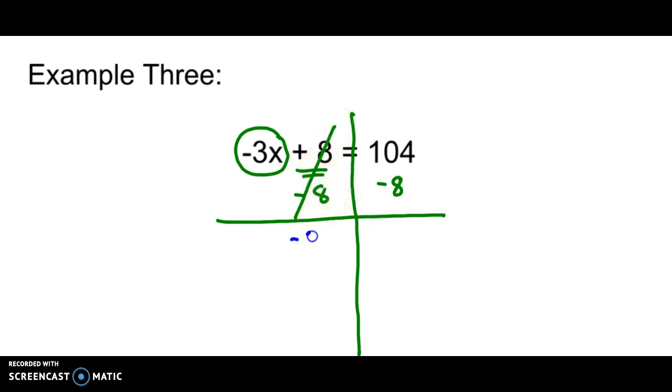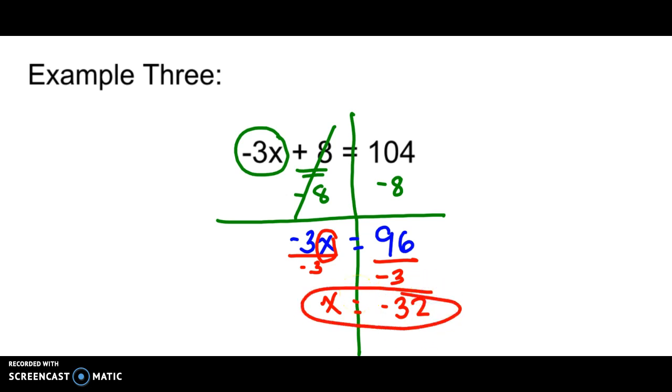8 minus 8 leaves me just with that minus 3x, which is what I want left. And 104 minus 8 leaves me with a 96 over on this side. So now for step 2, I'm undoing the multiplication or division piece. I can just circle the variable I want alone. That's currently being multiplied by -3. So to undo that, I need to divide by a -3 to cancel that out and just get my x. -3 divided by -3 is just 1, which gives me 1x. But then I need to divide my 96 also by -3 to get me that x equals -32, because we have a positive divided by a negative.